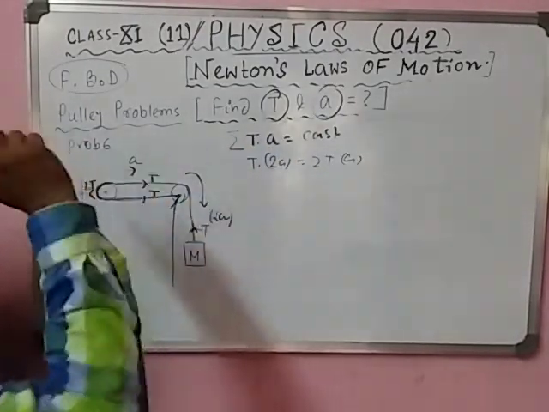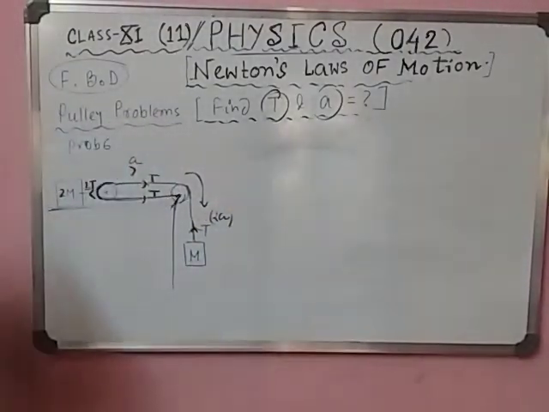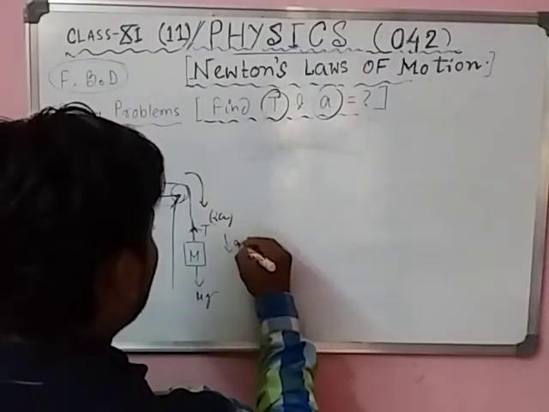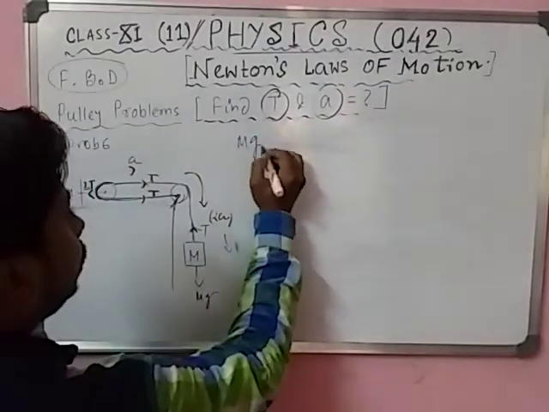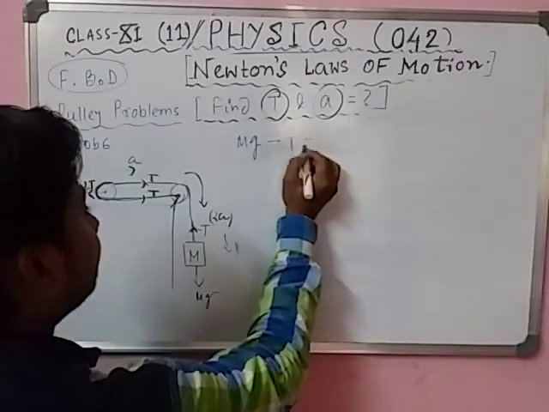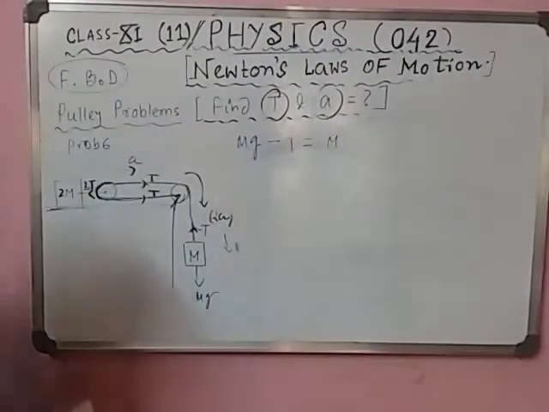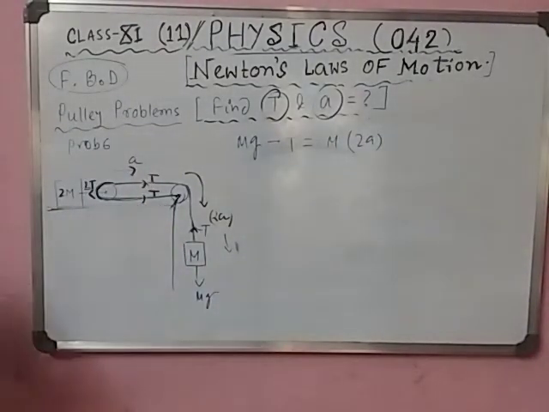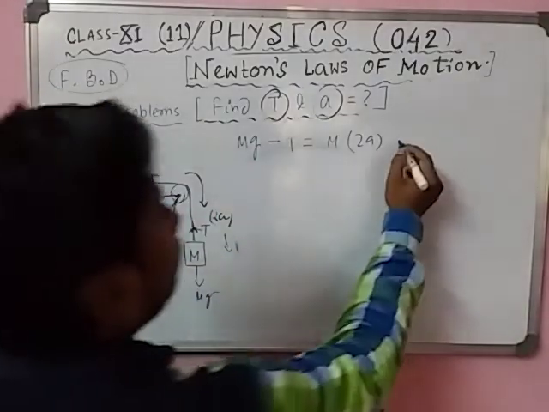If tension is T, then acceleration will be 2A. Now write the equations. For M, very easy. You know mg is downward, acceleration is downward, which is 2A, and tension is upward. So you can write mg minus T is equal to m into 2A. Mg downward, tension upward, m into 2A. This is equation number 1.